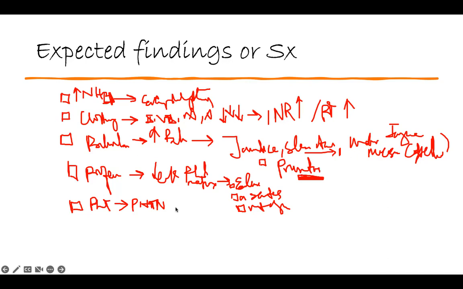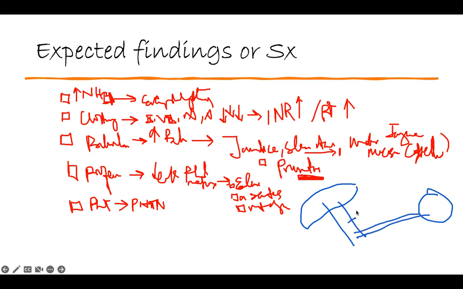Unfortunately, the spleen sends blood into the portal. So if this is the portal system, going to the liver, the spleen is here. The spleen sends its blood into the portal vein.